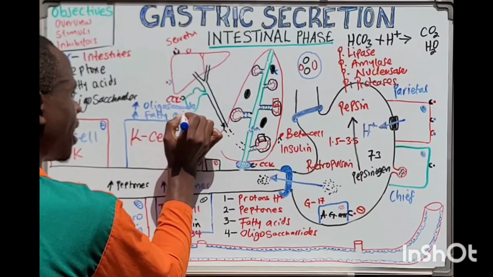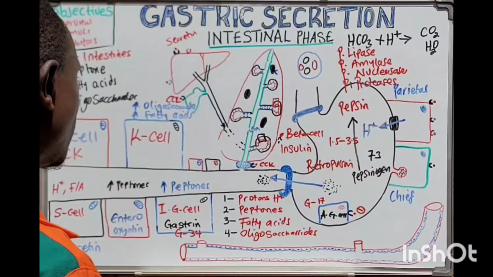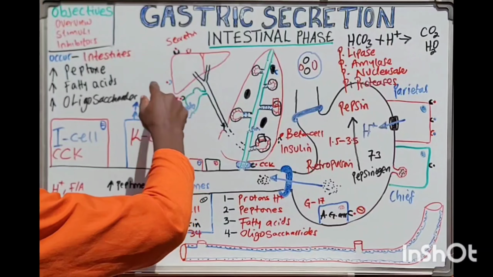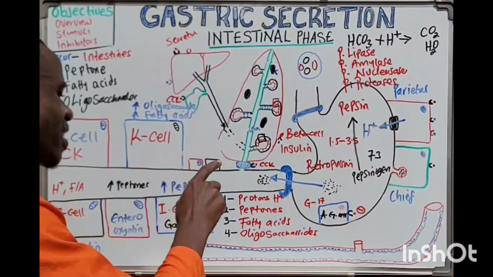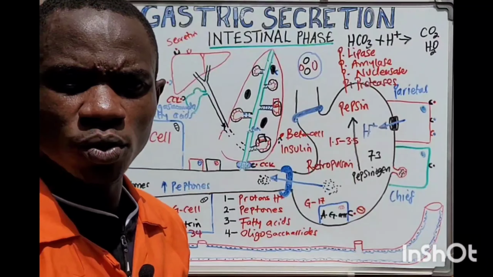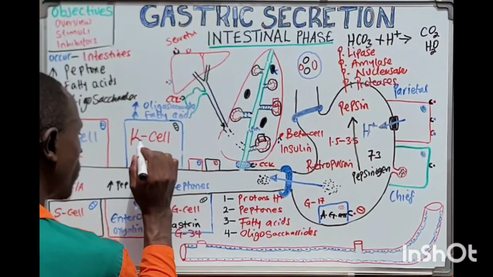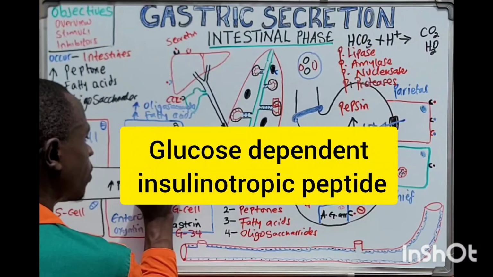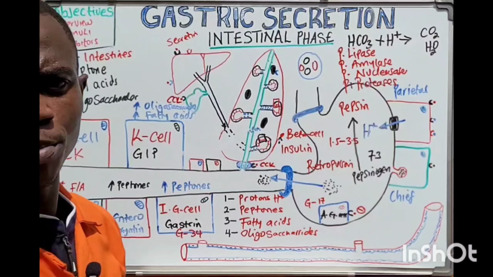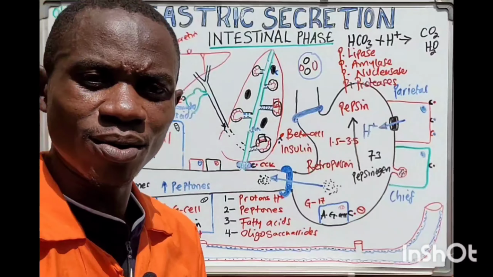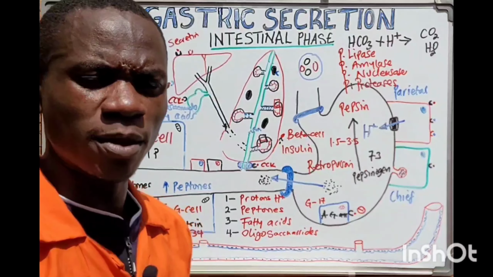Okay, and it is also sensitive to high levels of what we call fatty acids. Whenever these cells come in contact with these levels of oligosaccharides and fatty acids, it will stimulate these K cells. Guess what? Which molecule is going to be produced? It will lead to the production of a molecule which we call glucose-dependent insulinotropic peptide, which some other people call the gastric inhibitory peptide. The beautiful name is glucose-dependent insulinotropic peptide.